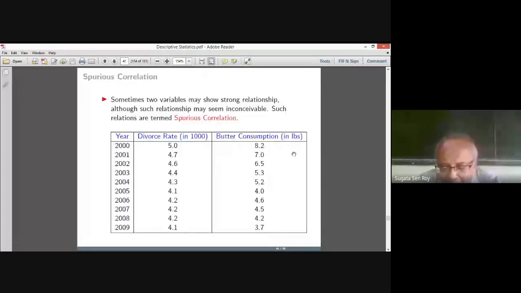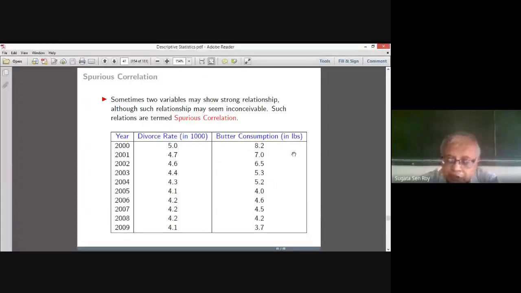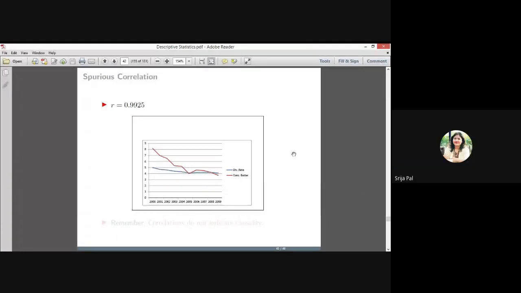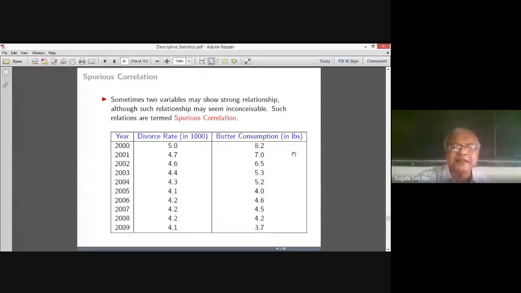Yes? Any fallacy about this? Because they are not related. Would you agree with this? No, sir. But it's showing a correlation of, I didn't miscalculate, 0.9925. Okay, so what is happening? The butter intake is not related to divorce. Yes, it's called a nonsense or spurious correlation. Why is this happening?